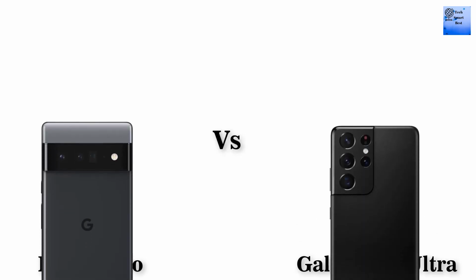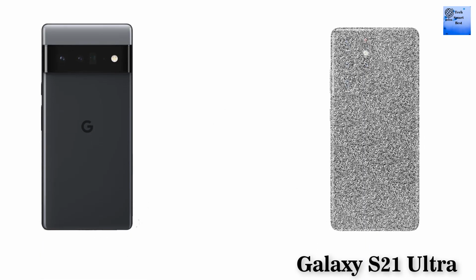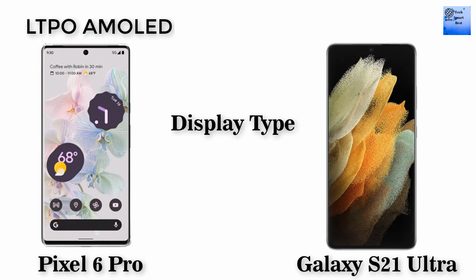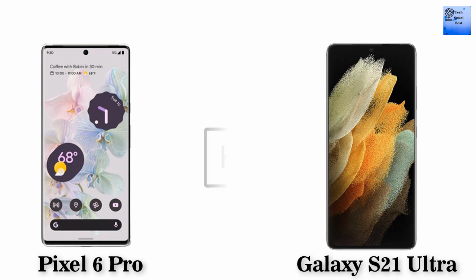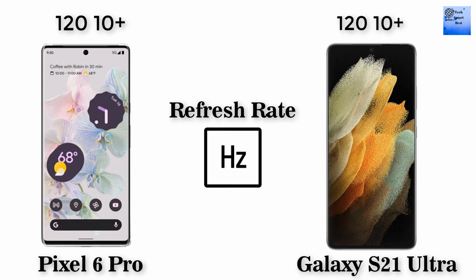The Google Pixel 6 Pro is compared with the Samsung Galaxy S21 Ultra 5G. The display type of the Google Pixel 6 Pro is LTPO AMOLED, and the display type of the Samsung Galaxy S21 Ultra 5G is Dynamic AMOLED 2X. The refresh rate of the display of the Google Pixel 6 Pro is 120Hz HDR10+, and the refresh rate of the display of the Samsung Galaxy S21 Ultra 5G is 120Hz HDR10+.